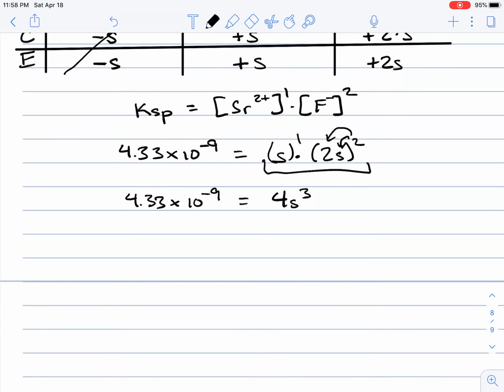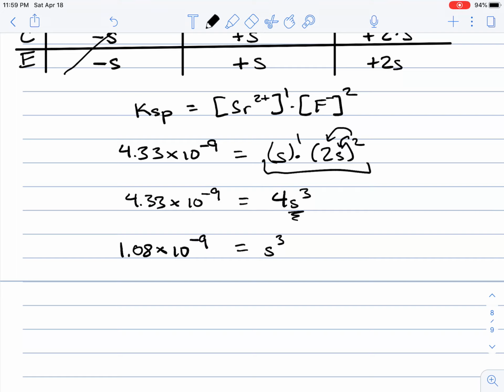And so to solve for S, we're going to go ahead and take this value and divide it by 4. So I'll just go ahead and write the outcome there. So S cubed is what we'll have on the right side of the equal sign, once I divide 4.33 times 10 to the negative 9 by 4. And here what I get is 1.08 times 10 to the negative 9.